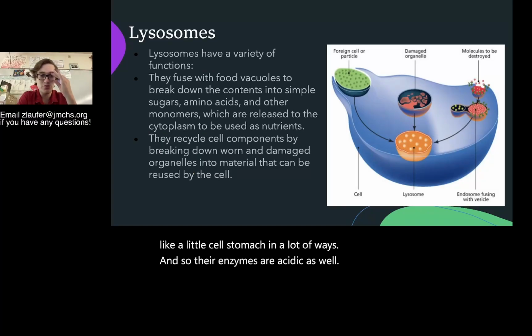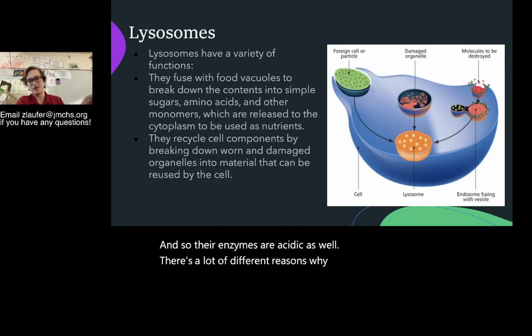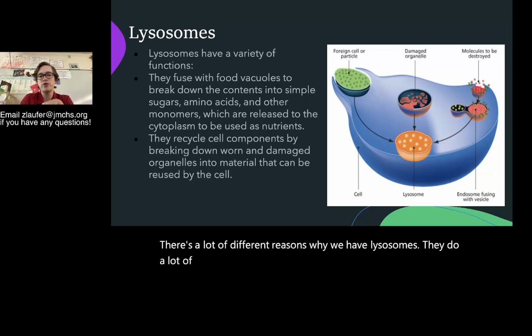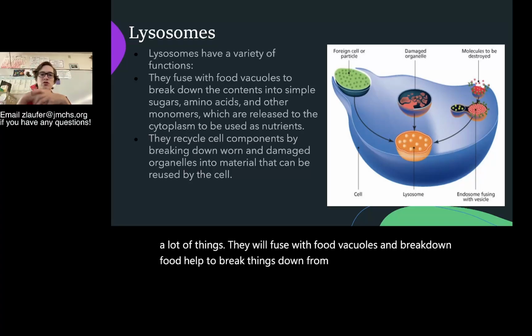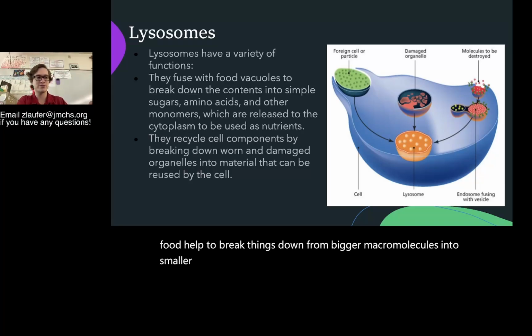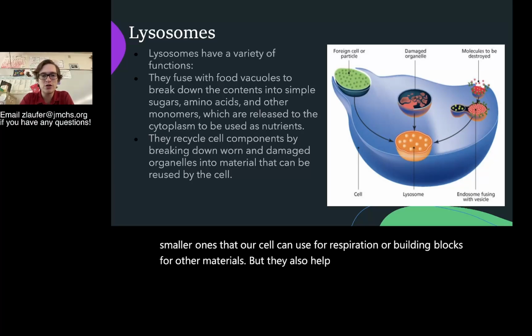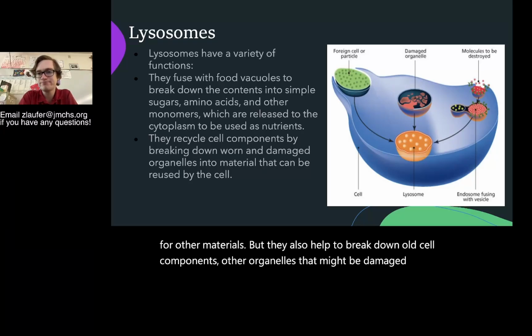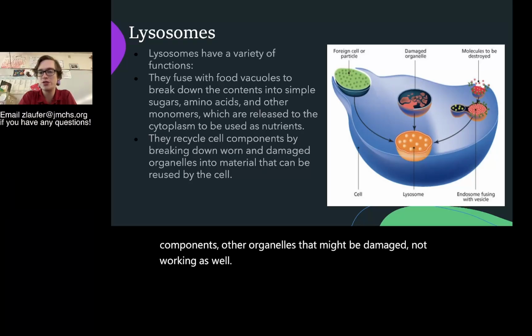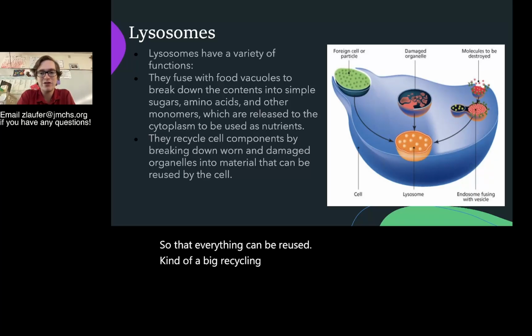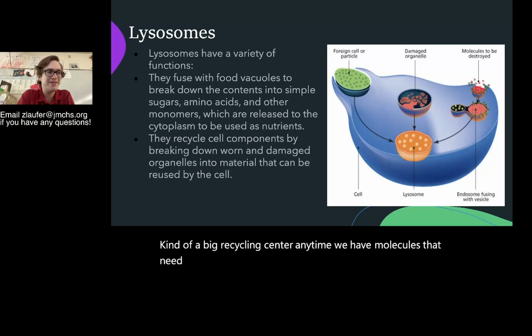There's a lot of different reasons why we have lysosomes. They do a lot of things. They will fuse with food vacuoles and break down food, help to break things down from bigger macromolecules into smaller ones that our cell can use for respiration or building blocks for other materials. But they also help to break down old cell components, other organelles that might be damaged, not working as well, so that everything can be reused. Kind of a big recycling center. Anytime we have molecules that need to kind of be reset, destroyed, turned into base nutrients, that's the lysosome.